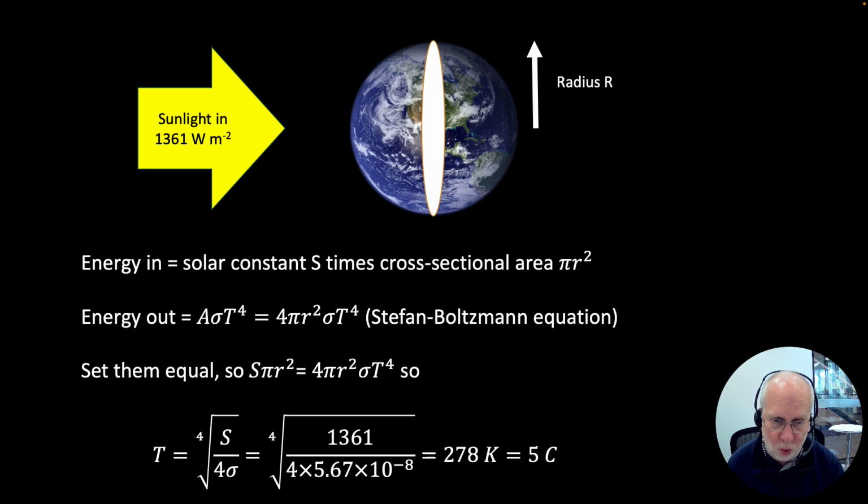So if we set S pi r squared equal to 4 pi r squared sigma T to the fourth, and solve, we end up with the Earth being at an average temperature of 278 Kelvin, or 5 degrees C. Which is not bad. It's a little bit colder. The average temperature of the Earth is actually more like 14 degrees, but not too bad given all the assumptions that came in here.